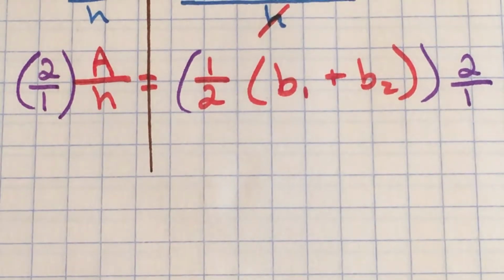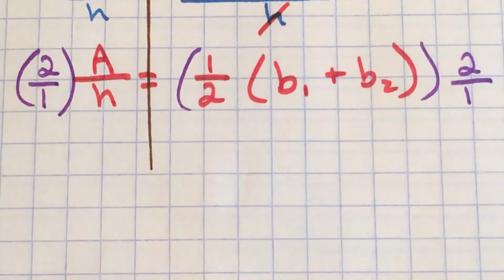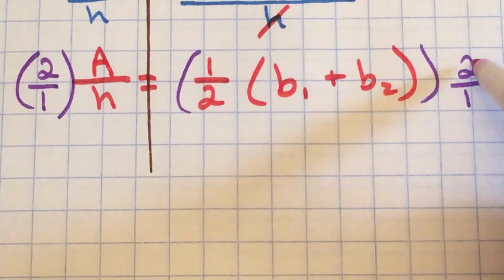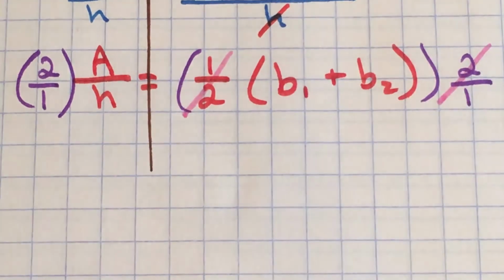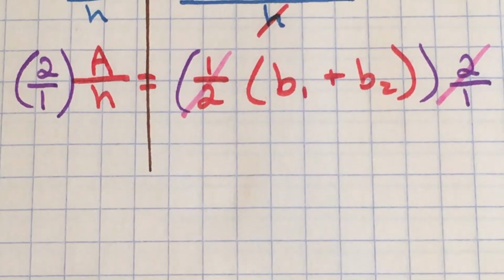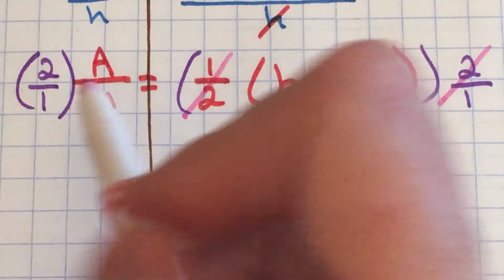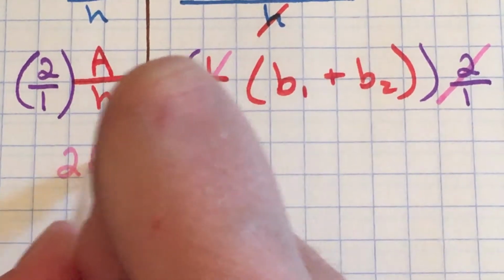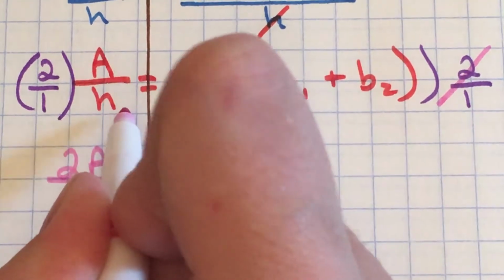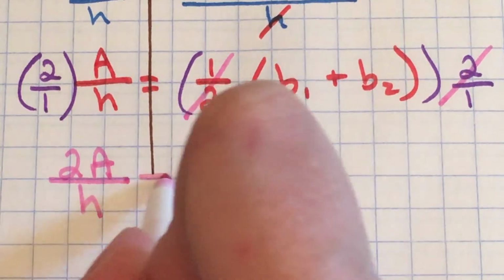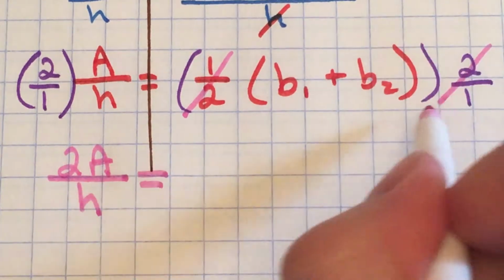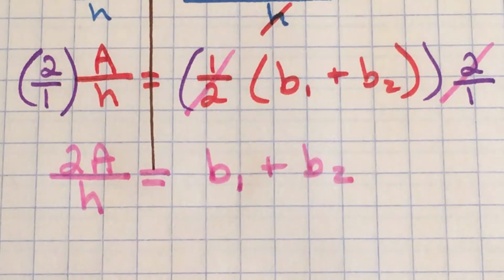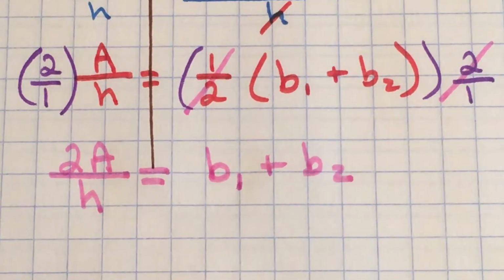So we are multiplying by this 2 over 1. And that causes the 2 and the 1/2 to cancel out. Nice. So 2 times the area is 2a. 1 times the height, that's just the height. What do I have left? Base 1 plus base 2. This is super not scary now. We're almost done.